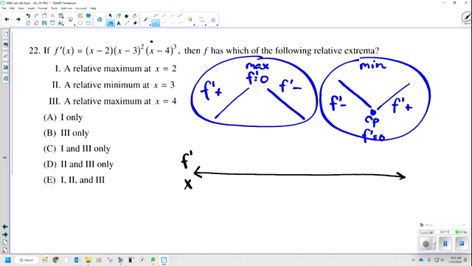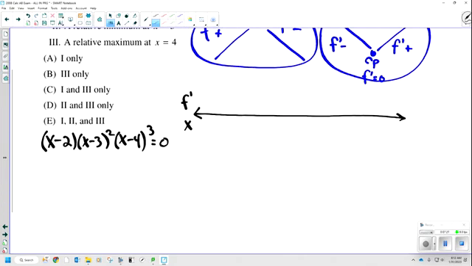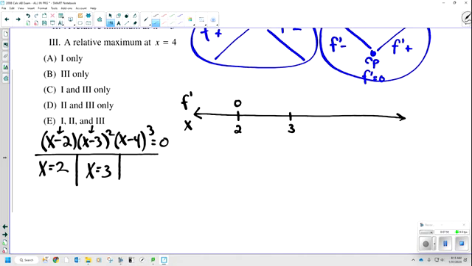The only places that this can be 0, I'm going to set that equal to 0: (x − 2)(x − 3)²(x − 4)³. The only places where this can equal 0 is when I solve each one of those parentheses for 0, meaning x equals 2 would make this parenthesis 0. So I'm going to put 2 on the number line. Here's where x is 2, my first derivative is 0. x equals 3 makes this parenthesis 0, so x equals 3. And x equals 4 makes this parenthesis 0, so I have another 0 at 4. These are where the first derivatives are 0.